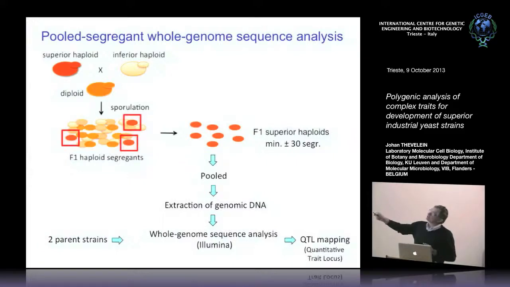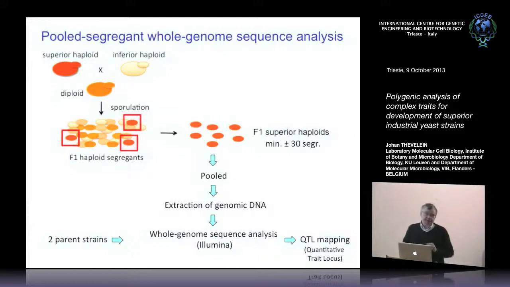So we cross the two strains, the superior strain with the inferior strain, the control strain. We obtain the hybrid diploid strain. We sporulate the strain. We phenotype the segregants for our property of interest. And we always get a very big range in the property that we want to investigate. Then from these thousands of segregants that we have phenotyped, we select the best ones. And we need about 30 segregants with the superior property similar or sometimes even better than the parent strain. So we select the best segregants.